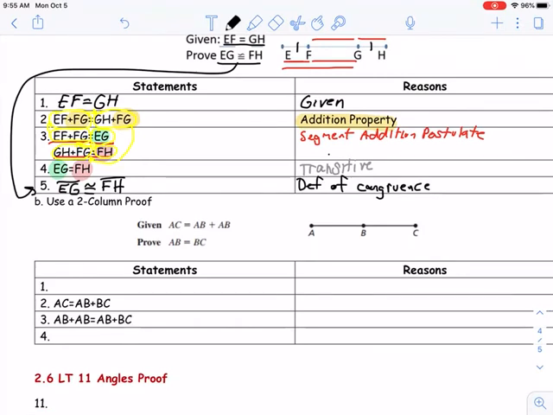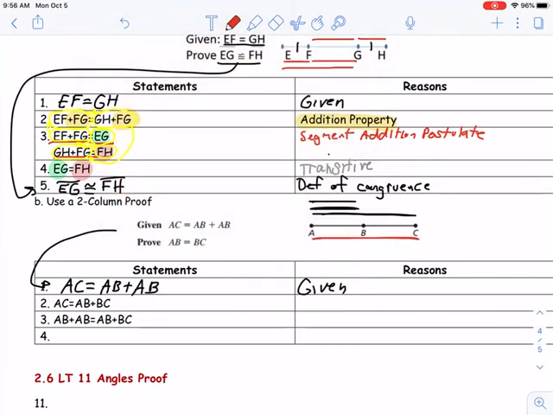Alright, then we got this one right here. So given AC is equal to AB plus AB. Interesting. A little quirky. I've seen a lot of stuff similar to this, but I'm not sure if we've ever seen this exact one. Given. Statement 2 is a little bit more familiar. I'm saying AC is equal to AB plus BC. And that's just good old segment addition postulate.